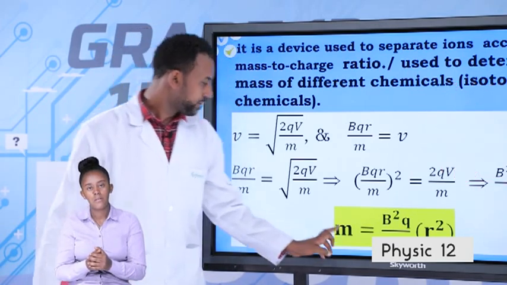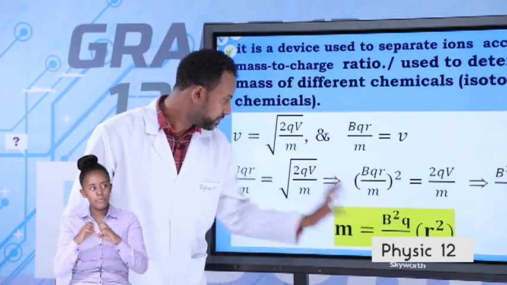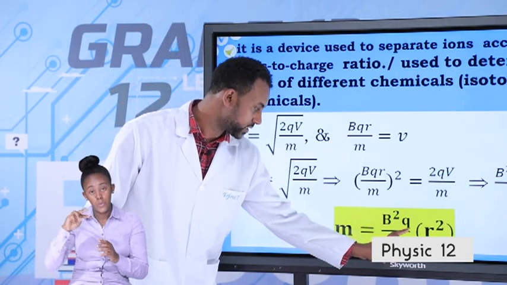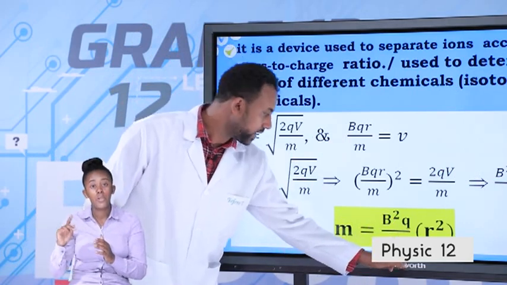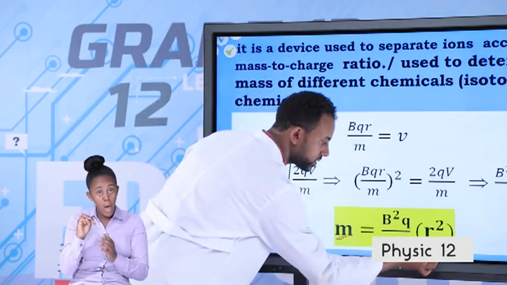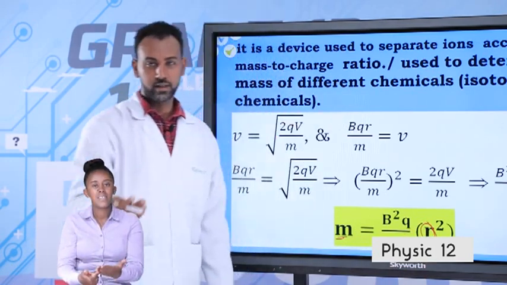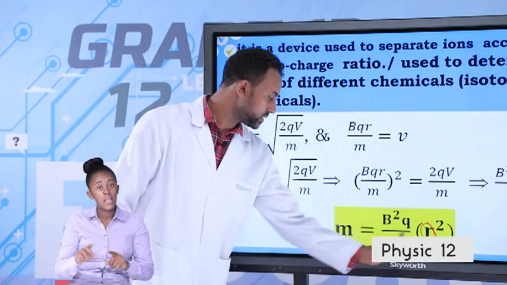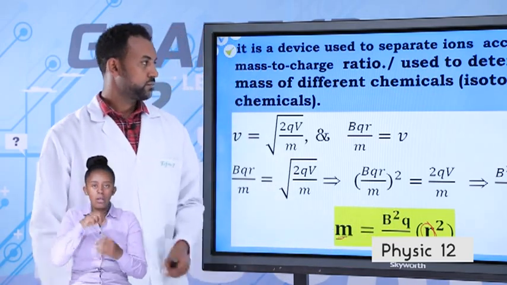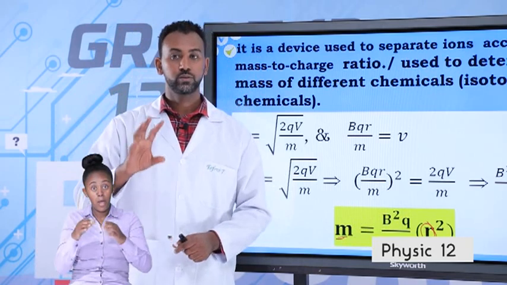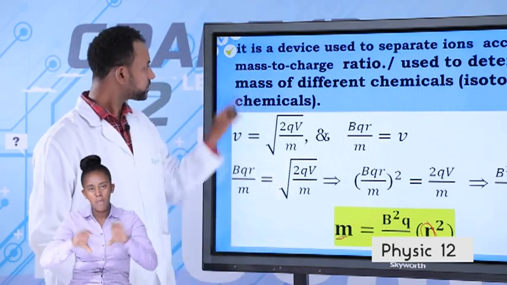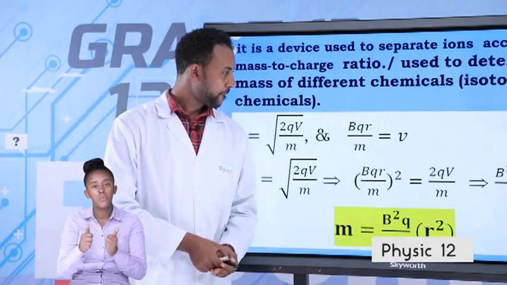Look at here. We have a pure equation. Mass can be expressed using B squared, the magnetic field B squared, the charge Q, twice the voltage V, and R squared. You see? The mass depends on the radius. So different radius means different mass. All these are given constant variables. Therefore, the mass spectrometer is a very important device to determine the mass of different chemicals or isotopes. Let's proceed again.